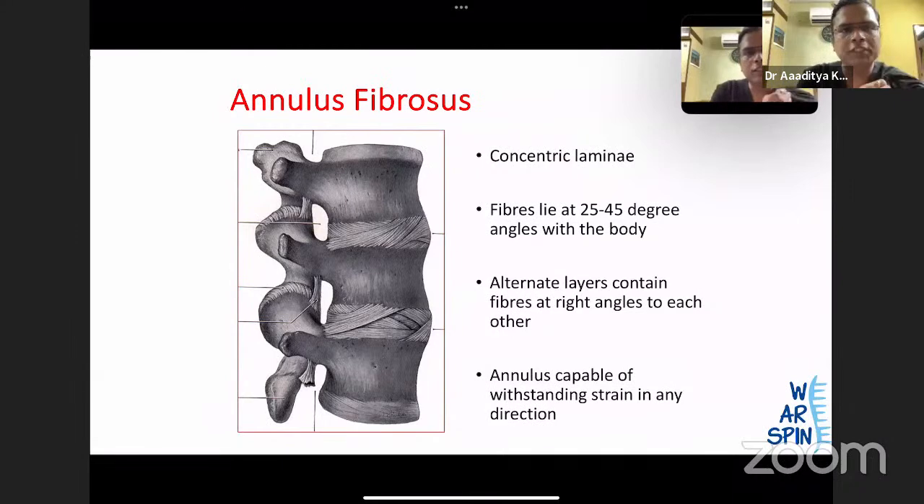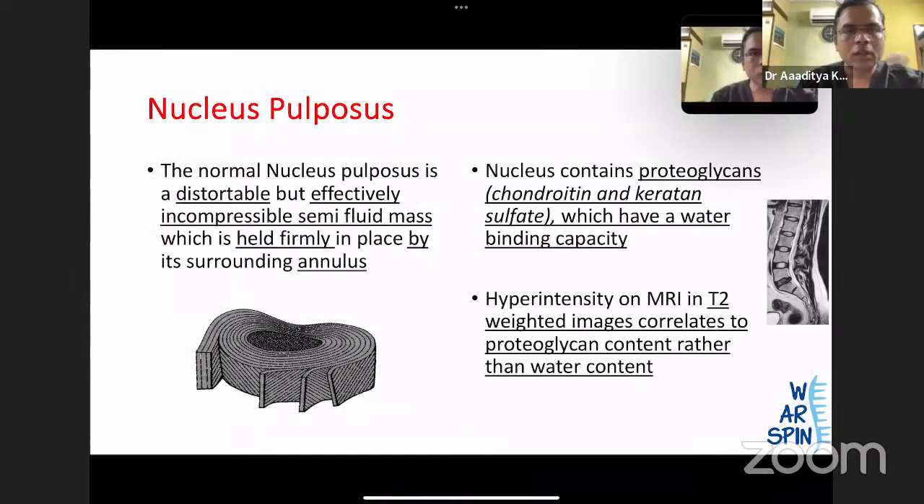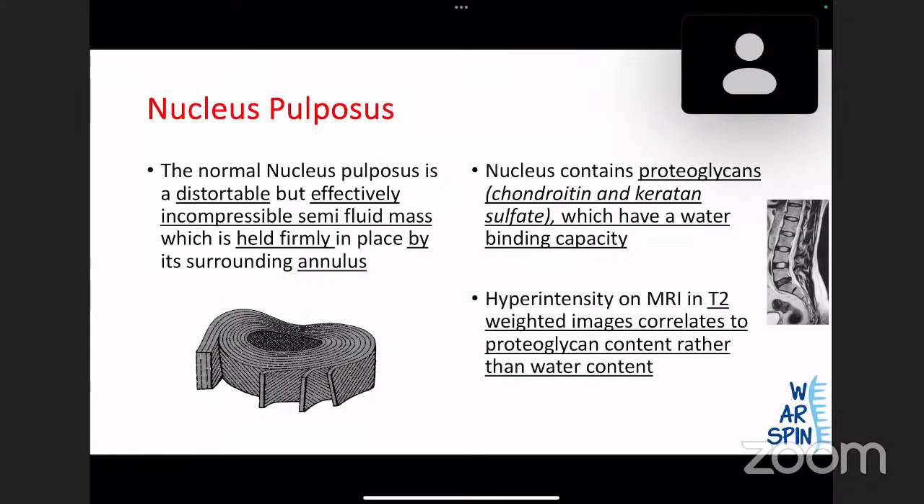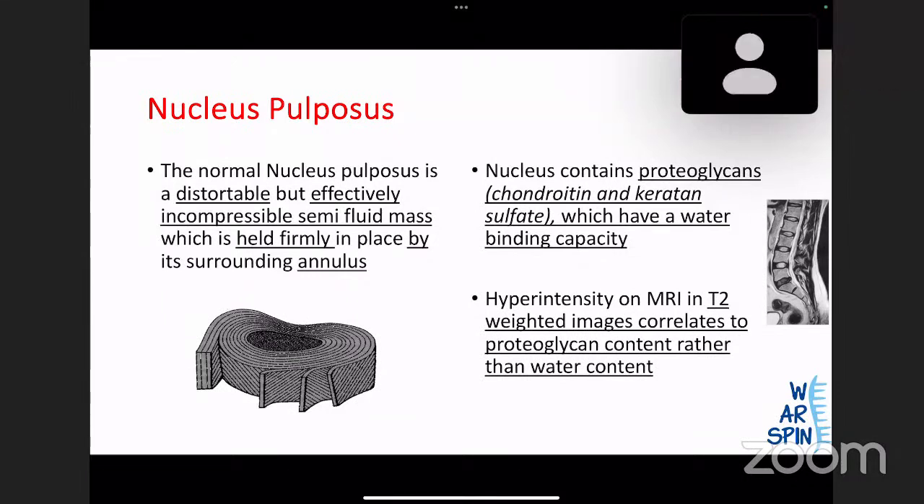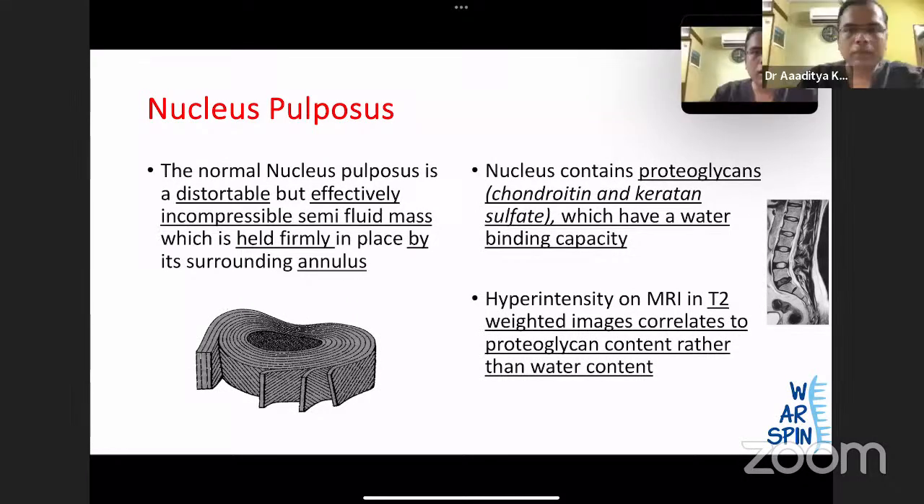So the annulus fibrosus, which is on the periphery of the disc, is located in multiple layers, alternate layers at right angles to each other, and this annulus is capable of withstanding any kind of strain in any direction. The nucleus pulposus, which is in the center, is a distortable but effectively incompressible semi-fluid mass which is held firmly in place by the surrounding annulus. It mainly contains proteoglycans, which help in holding the water back.